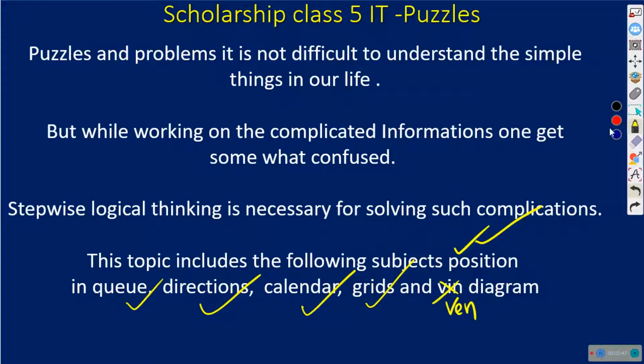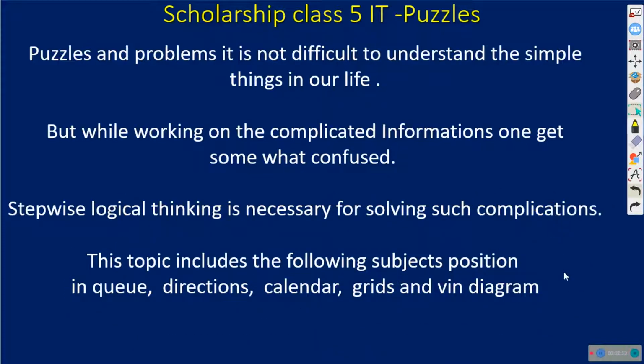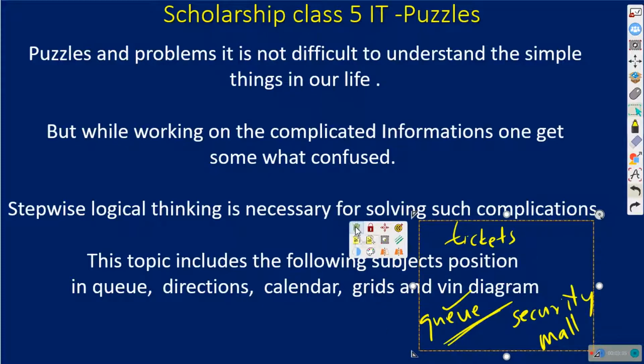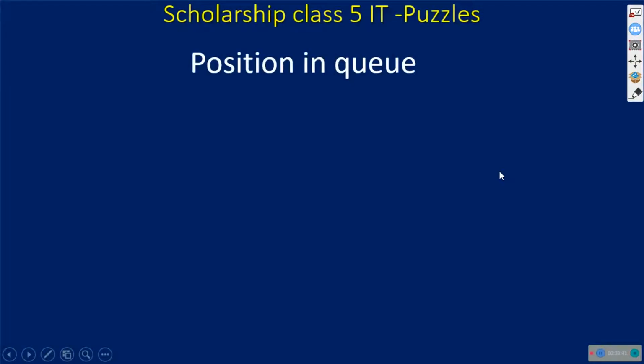Position in queue. Queue is a very common thing in our life. We have to stand in queue at many places, whether it is at the bus stop, in front of a rationing shop, or for purchasing tickets in our local railway. Or we have to stand in queue for security, whether it is at an airport or in a mall, for checking. So queue is very common in our life. So you are now familiar with how queue position can be used for testing intelligence. You will come to know within the next 5 minutes, because questions related to that will help you understand.